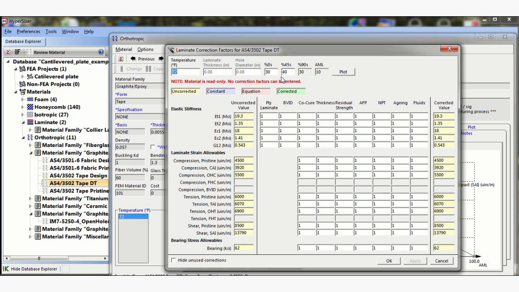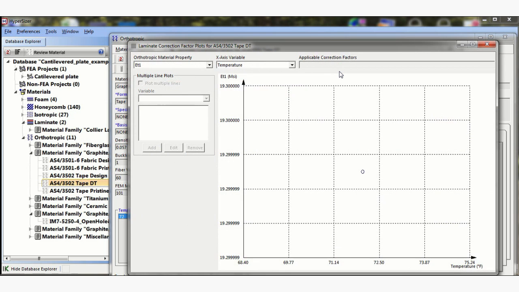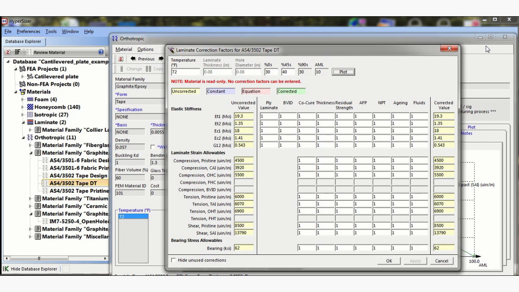We can plot some curves up here, but again I can't plot this because we've only got one temperature allowable plotted, so I can't plot this curve. And just very quickly I'll go over the main, probably the most important correction here could be a co-cured correction. Some people may use some of these others, but it's going to be fairly rare.